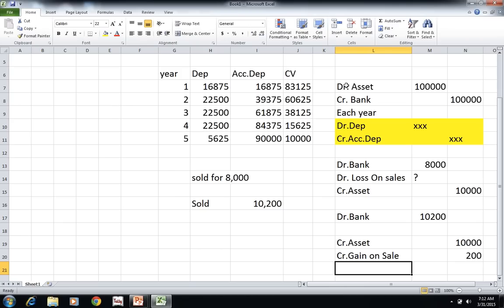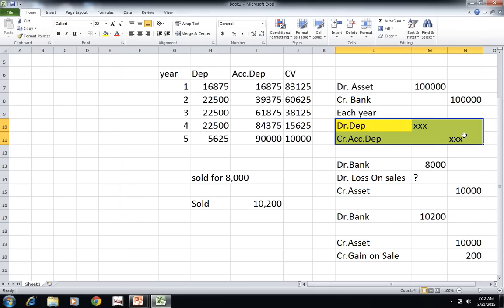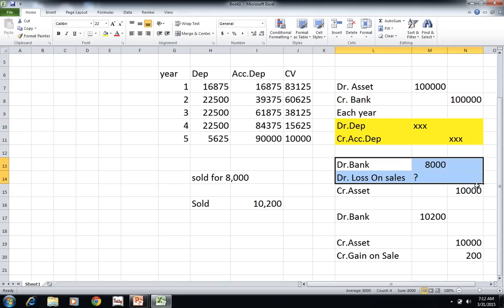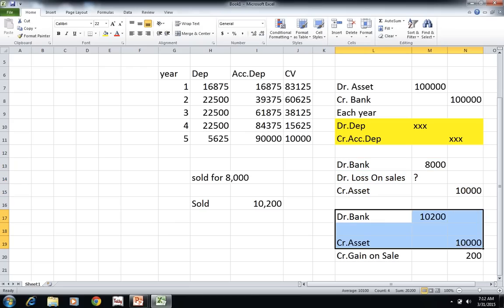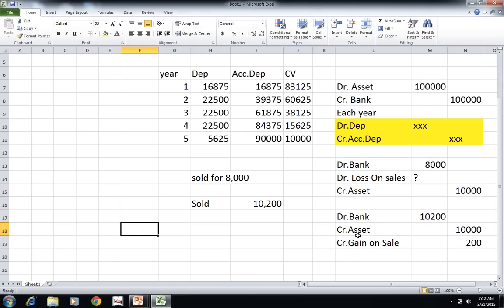So you have learned the maximum entries here. Just practice this, please. The yellow shaded entries are yearly, recurring: first year, second year, third year, fourth year, fifth year. But these entries appear only once. This is condition 1, condition 2, meaning if the asset is sold for a loss, or if the asset is sold for a gain.